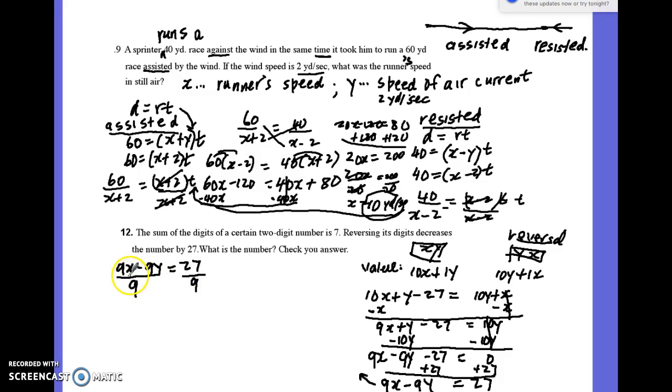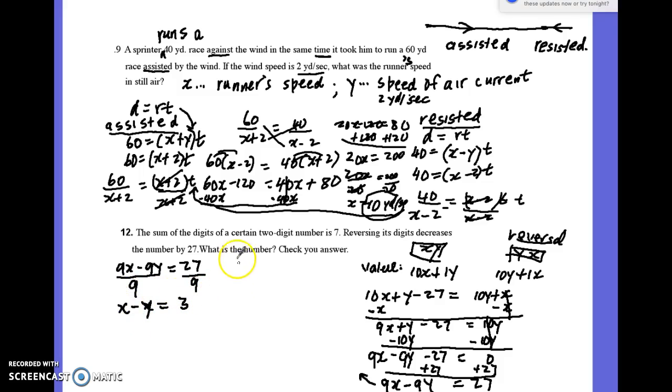So what do we have? Positive 9x divided by positive 9 is an x. Negative 9y divided by positive 9 is a negative y. Positive 27 divided by positive 9 is a 3. Okay? And so this is one equation.